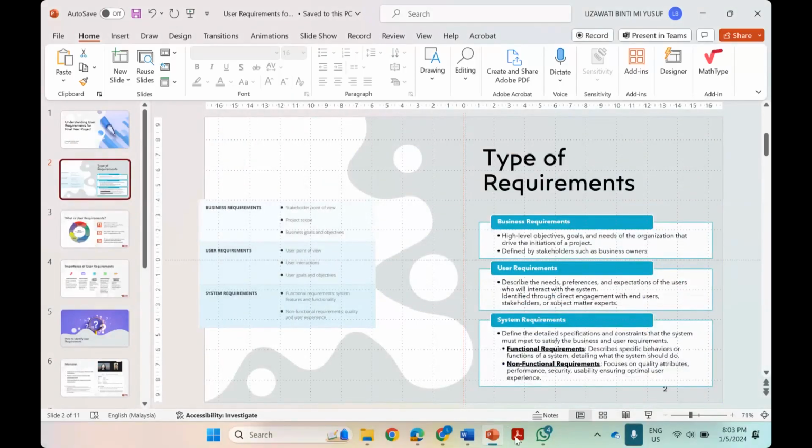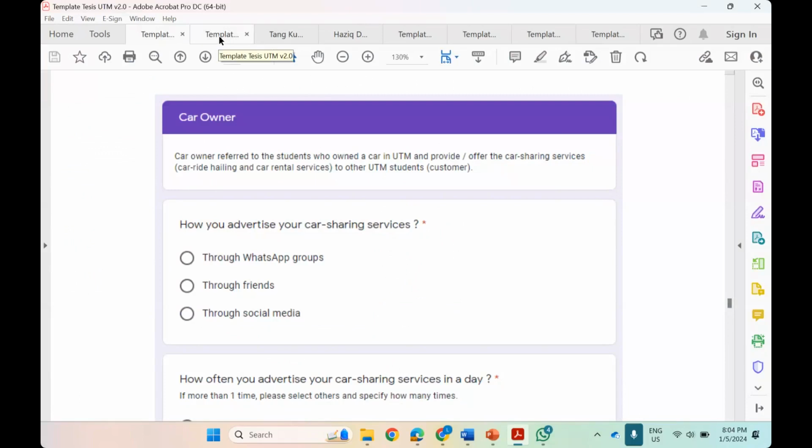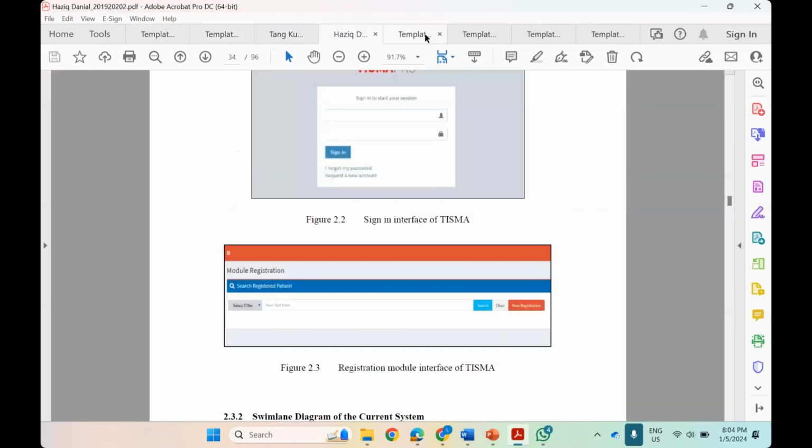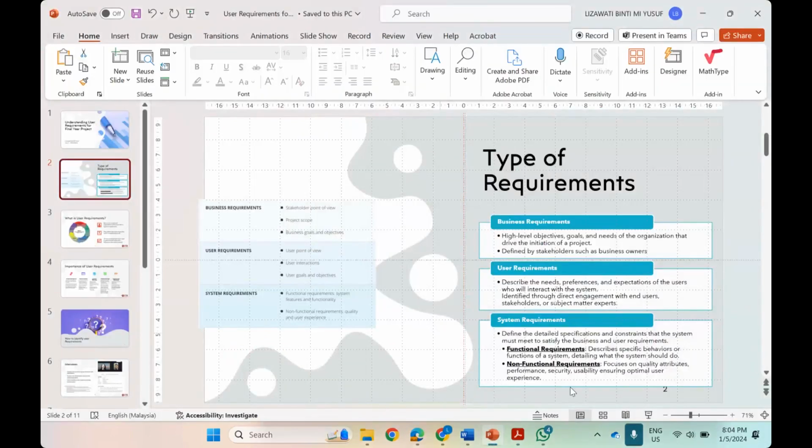I just open some examples of theses from my previous students. Some of them have already graduated, but some others are still doing their PSM2 this semester. I just want to show you samples of the requirements. Later we will go through the details.